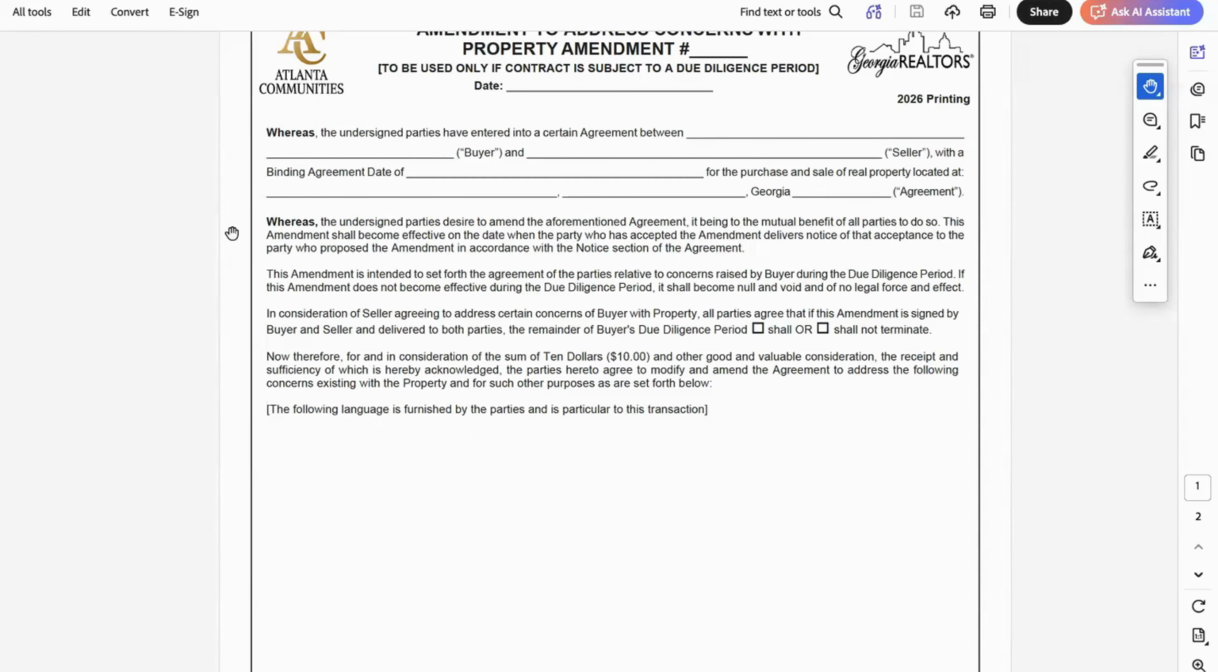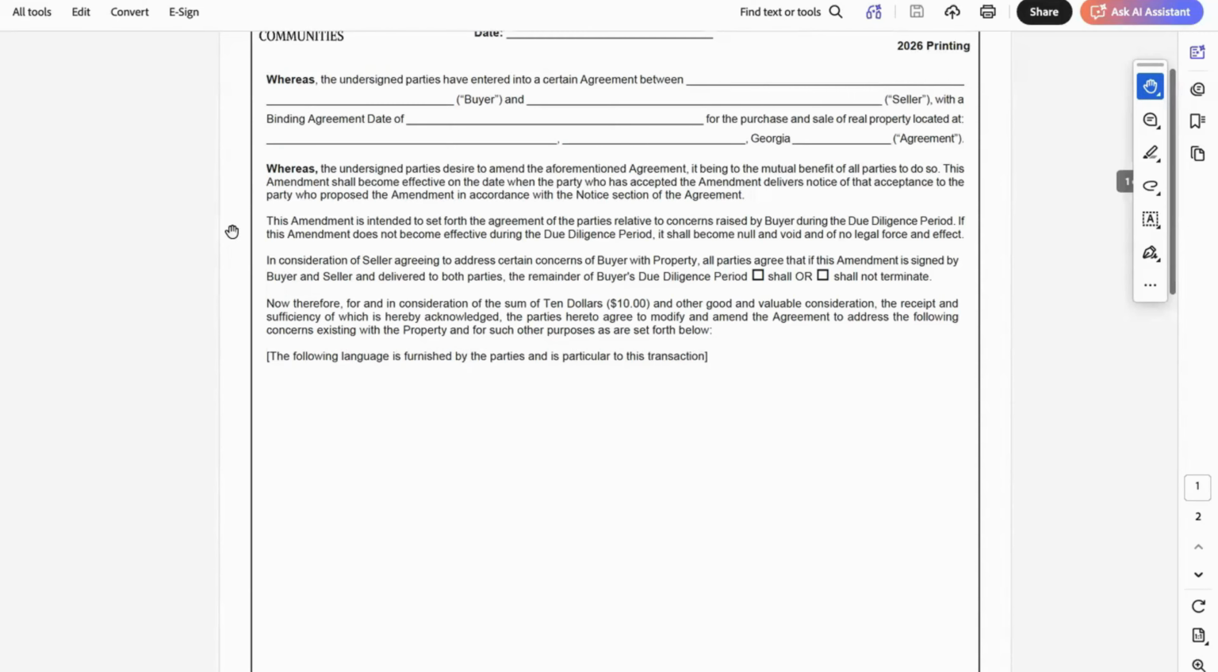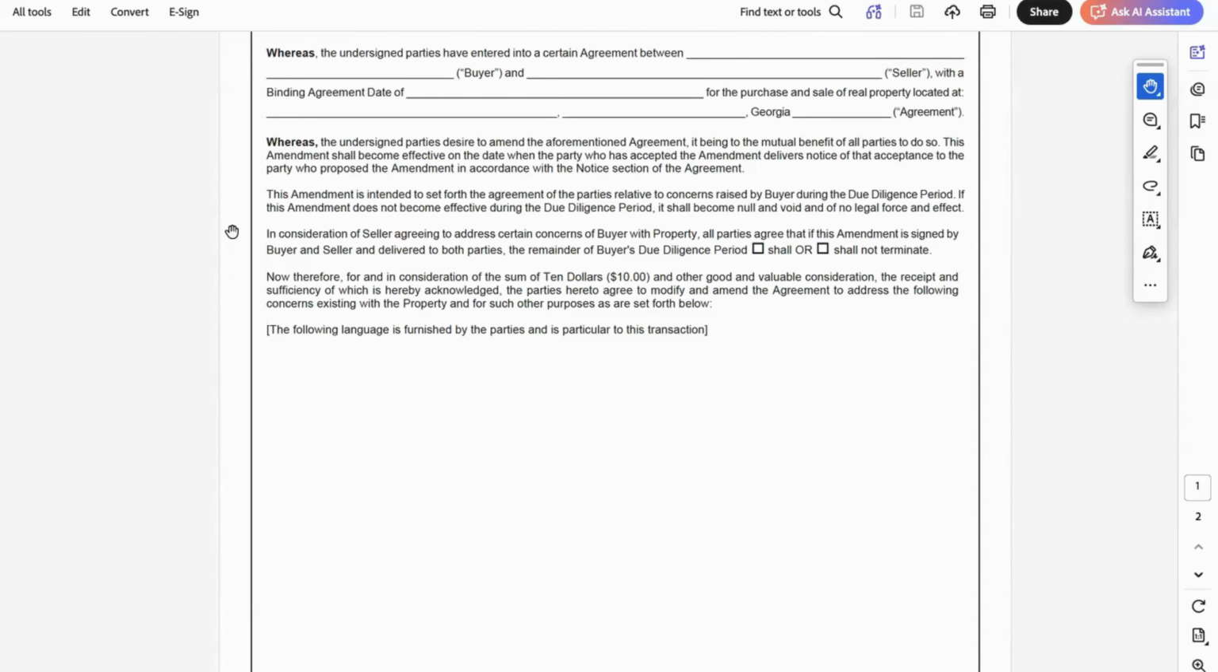Due diligence options. This section says, if seller agrees to address buyer concerns, the remainder of the due diligence period shall terminate or shall not terminate. This is very important in negotiations. Option 1, due diligence terminates. If checked, buyer cannot terminate for inspection issues anymore. The buyer is accepting the repairs as the final resolution.